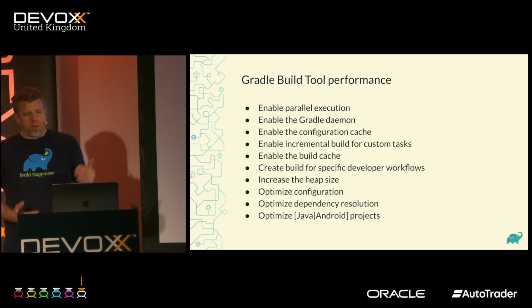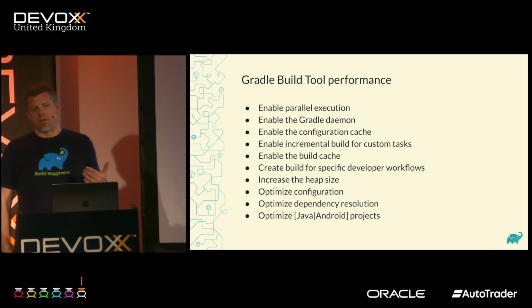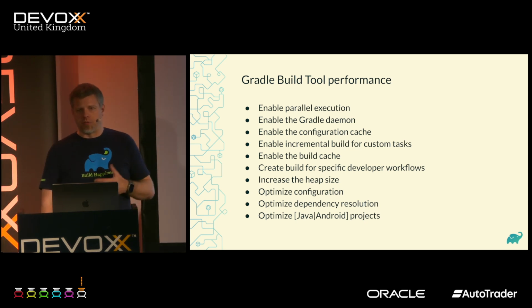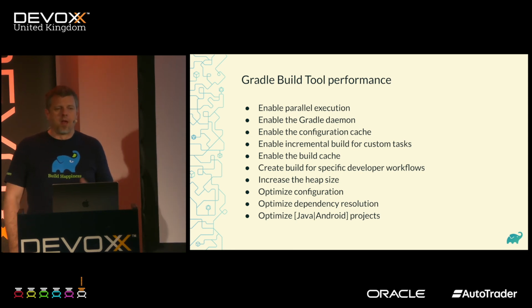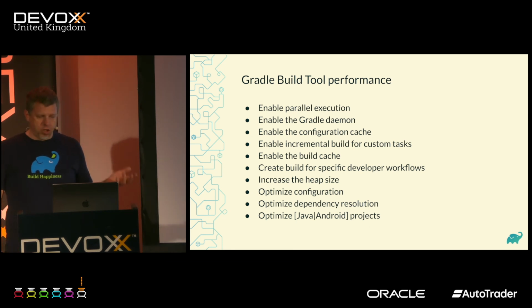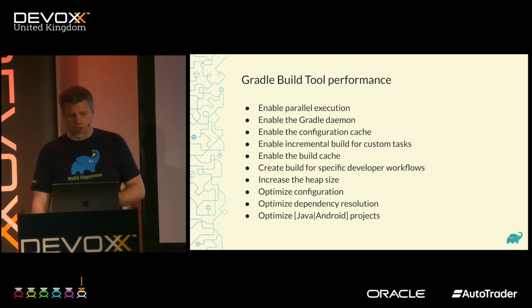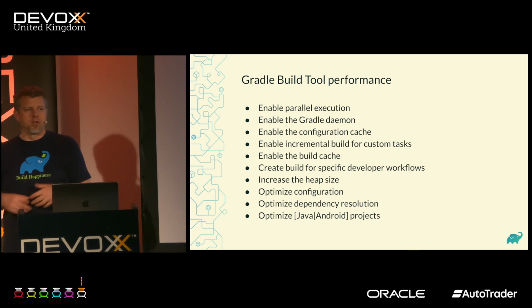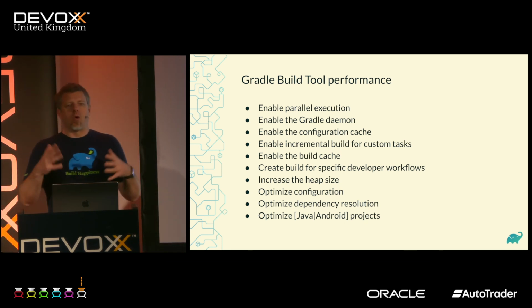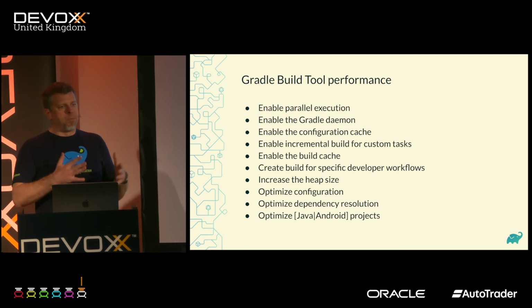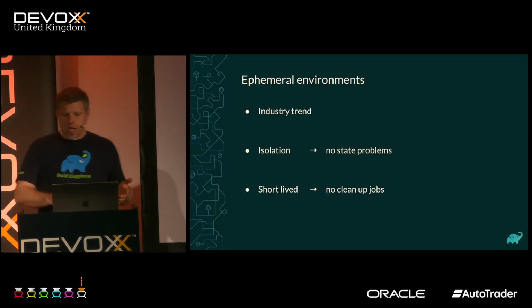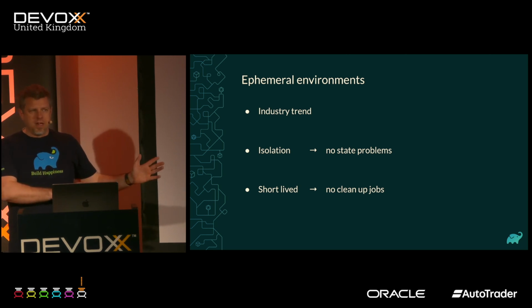So if you take a look at the Gradle documentation, we have a chapter around build tool performance, and it has a number of headers that you can follow. Turning on parallel execution, looking at caching, whether it's the configuration cache or just the build cache, increasing heap size, optimizing dependency resolution, doing specific optimisations for Android or pure Java builds. All of these sections will come with a number of suggestions and avenues of investigation to improve performance. So we'll go in details about those, right?